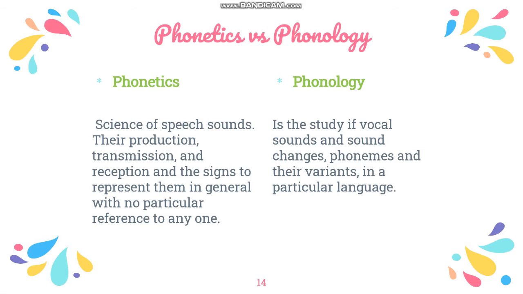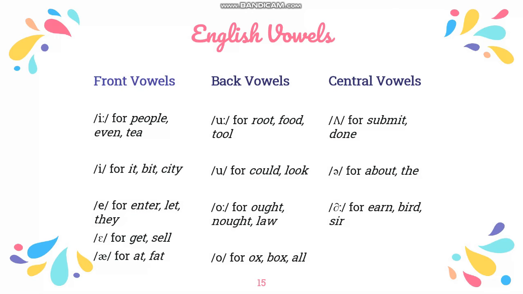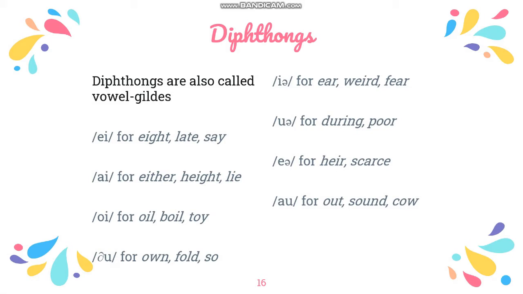Next, English vowels are divided into three groups. The first is front vowels. You can see here. And the back vowels, and the third is central vowels. And the next is diphthongs. Diphthongs are also called vowel glides. Okay. And the next is place of articulation.